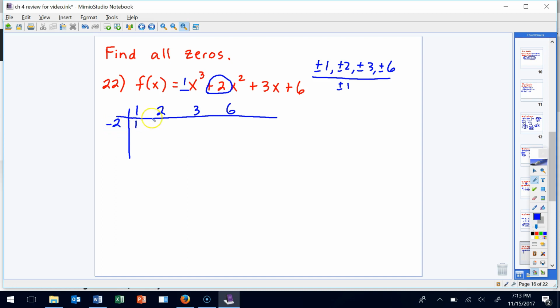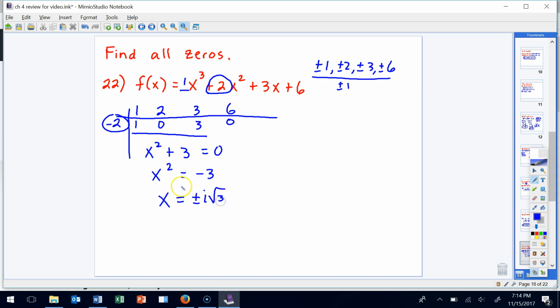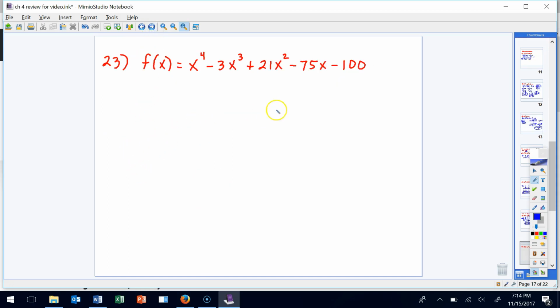1 times -2 is -2, plus 2 is 0. 0 plus 3 is 3, and then -6 plus 6 is 0. Alright, so we found one of the 3 zeros. Let's find the other 2 using these numbers. They represent an equation: x squared plus 3 equals 0. So let's solve for x. x squared is -3. x is plus or minus the square root of -3, which is i times the square root of 3. And we found our three zeros of this function: -2, and then positive i root 3 and negative i root 3. Okay, another problem like that.